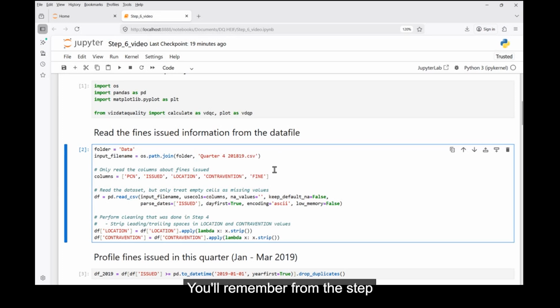You'll remember from the step 5 video that there seems to be some pretty fundamental issues with the data about the paying of fines. So all I'm going to do in this step is to profile the data about fines that were issued in this particular quarter, which was January to March 2019. So I'm specifying just those columns to be read in.